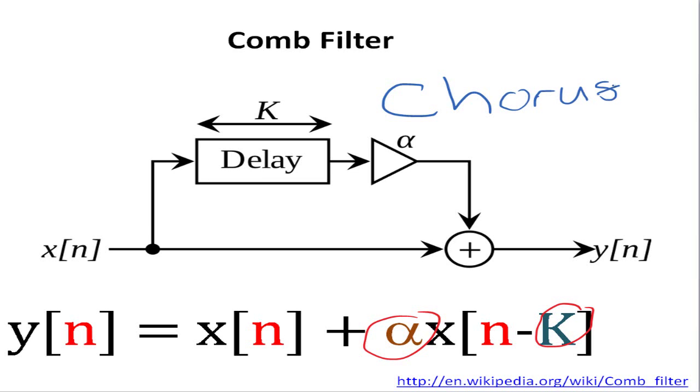All right, a chorus effect is a comb filter where the value of K is constantly changing. Now, how do you change it? Well, you could use a sine wave, a triangle wave, or a square wave. And there's a couple of parameters. We have something called depth, which is how far the K goes. We have the sweep rate, which is the frequency at which it moves back and forth. And last, we have kind of like an intensity, which is this value alpha. And that's a chorus effect.